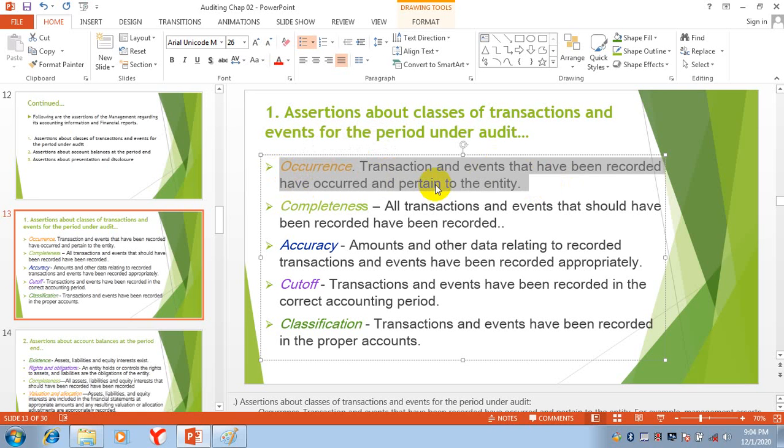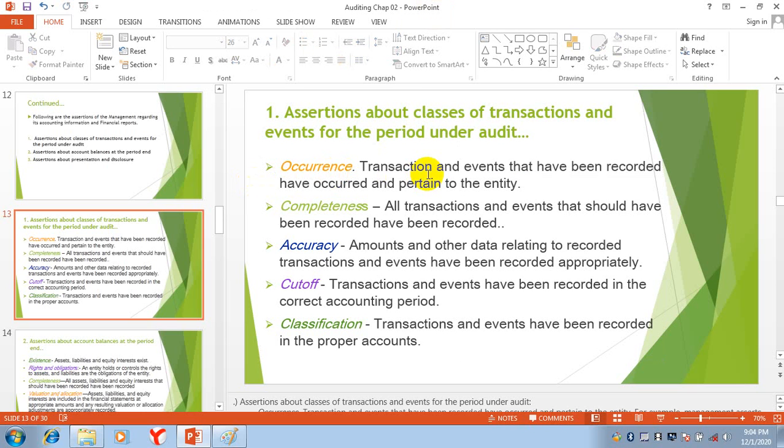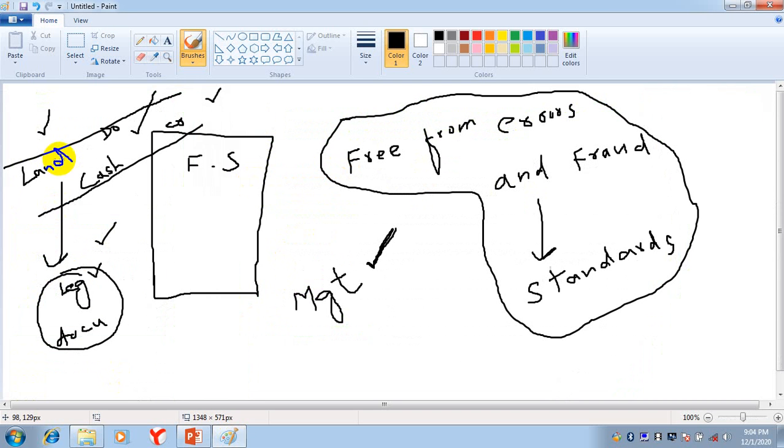Any transaction will have evidence of that transaction. Then, about occurrence, they make an assertion that all the transactions that are recorded relate to the entity. Just like I gave you the example of land to cash: we record this transaction, it relates to this organization, and the evidence is attached with this voucher.